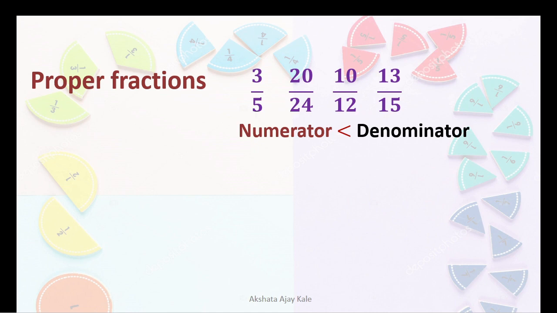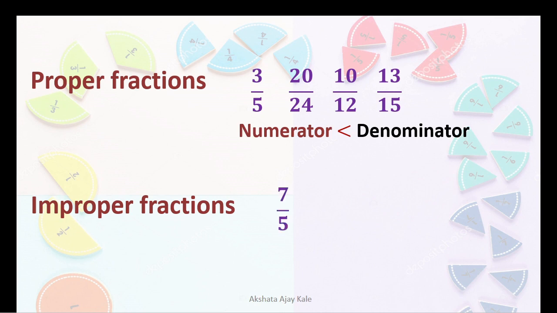So, if in the fraction the numerator is smaller than the denominator, then it is called a proper fraction. Remember, when the numerator is smaller than the denominator, then it is called a proper fraction. Vice versa, it is called improper. We'll see through the examples.